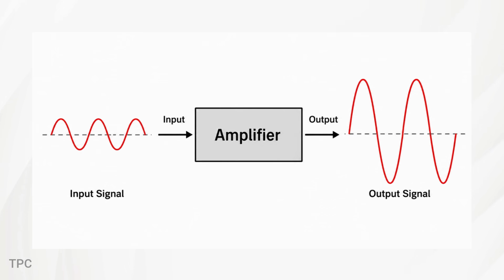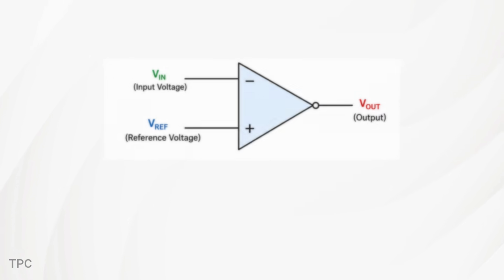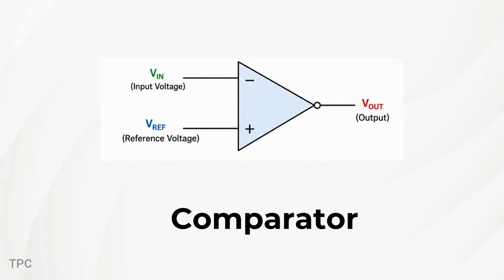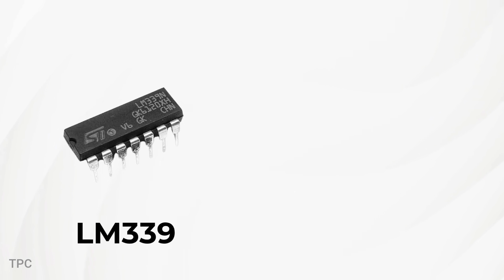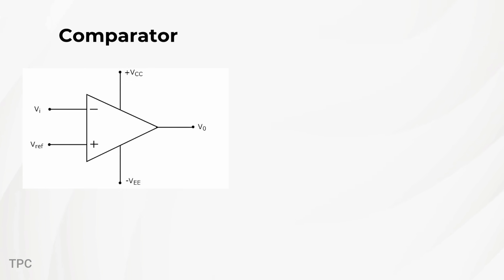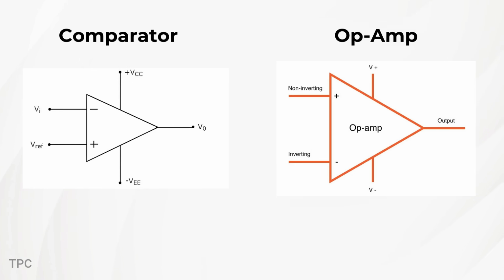Now, instead of amplifying a signal, sometimes we just want to compare it with a reference and make a decision. That's where a comparator comes in. I'm using the LM339 here, which contains 4 comparators inside a single IC. A comparator works very similarly to an op-amp. It also has 2 input pins.